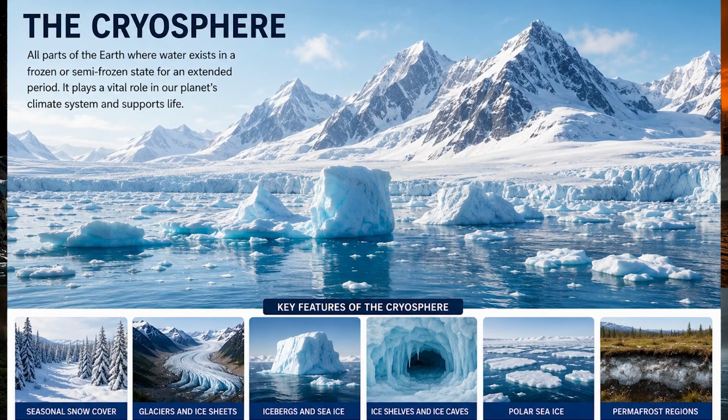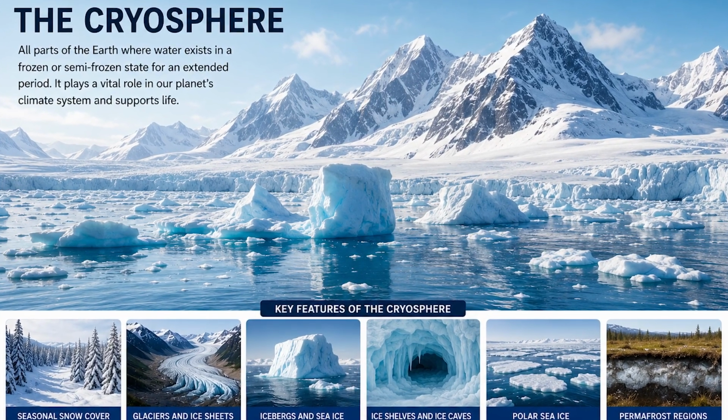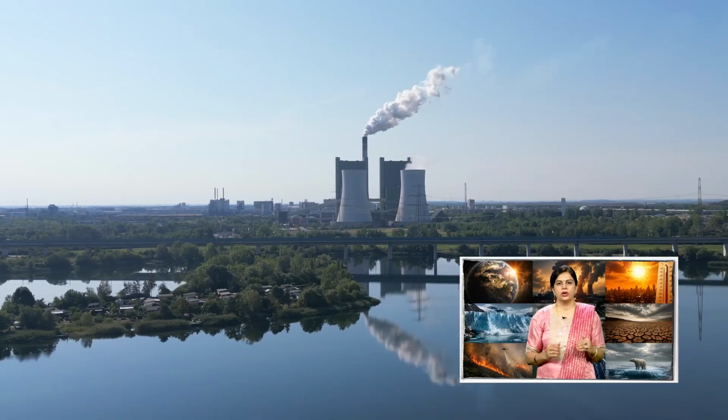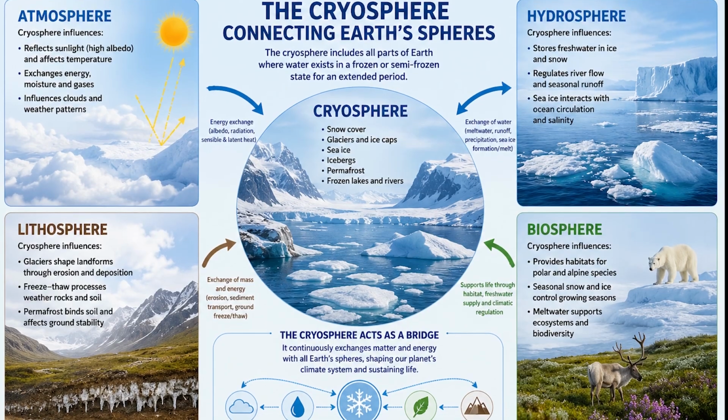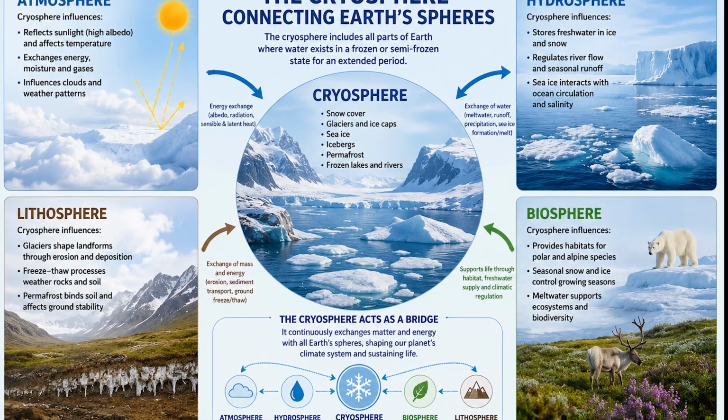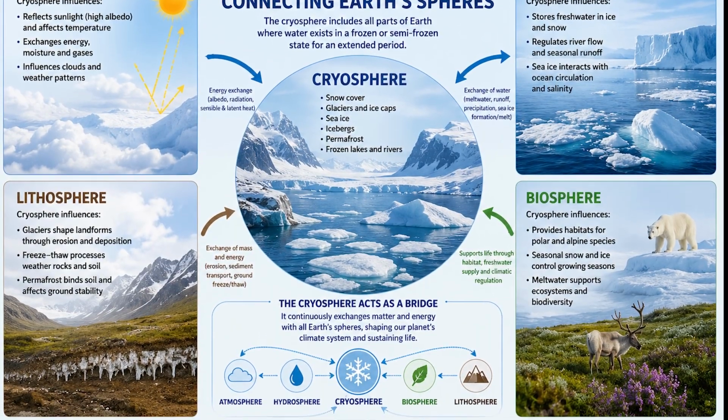Although the cryosphere stretches over a relatively small part of the Earth's surface compared to areas covered by ocean and continent, it exerts an extremely large influence on the Earth's climate system through its continuous exchange between all the spheres of Earth, like atmosphere, hydrosphere, biosphere and lithosphere.